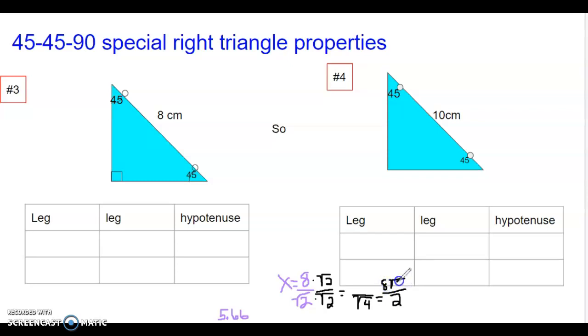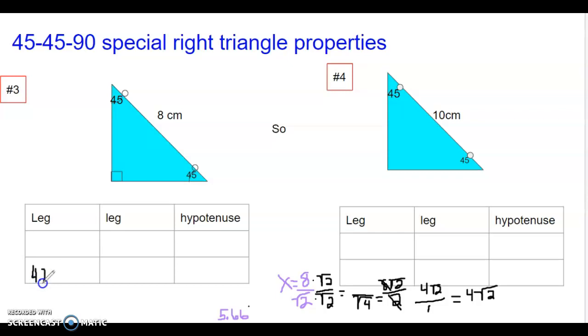Then the last step is to reduce. I can reduce the 8 and the 2 because they are both outside the radical sign. So 8 divided by 2 is 4. So my answer is 4 square root of 2 over 1, which is just 4 square root of 2. So if you plug in 4 times the square root of 2 on your calculator, you would get the same answer as 5.66. So the length of the leg is 4 square root of 2.